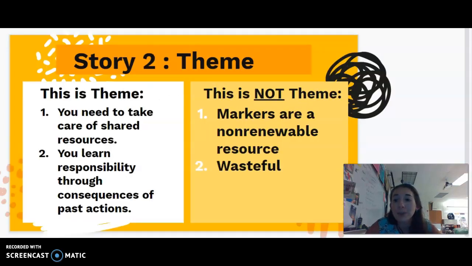So some examples of theme that you may have found would include: you need to take care of shared resources. You learn responsibility through consequences of past actions. These are examples of theme. Things that would not be classified as theme would be: markers are a non-renewable resource, or wasteful.